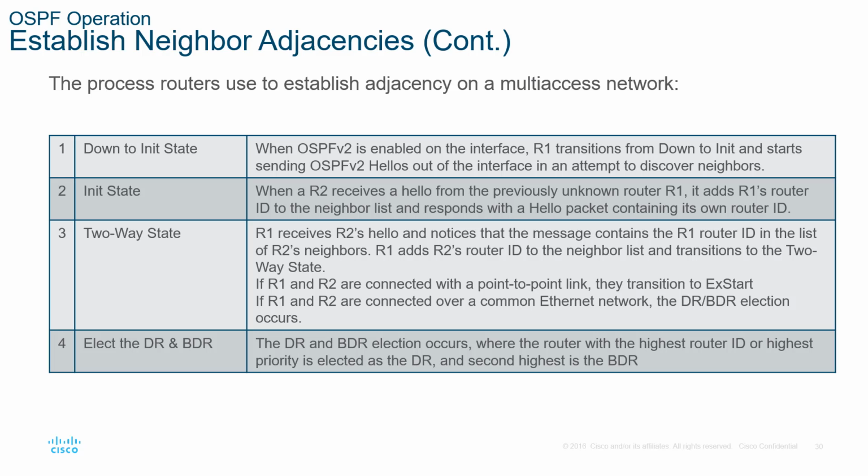If R1 and R2 are connected over an Ethernet, they will start forming a designated router and a backup designated router election, seeing who will become the master. The DR and BDR elections occur where the router with the highest router ID or the highest priority is elected as the designated router. The second highest will become the backup designated router. Again, here we're looking at the highest router ID will become the designated router or master.